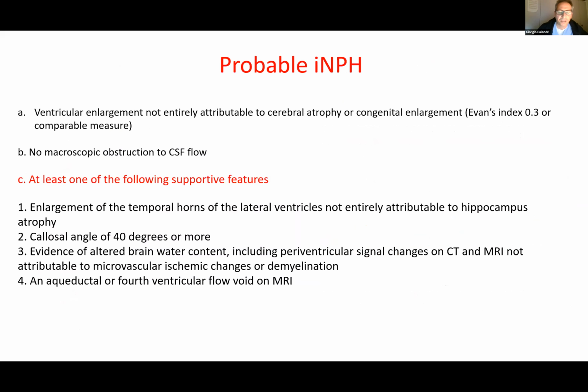The diagnosis of a probable IMPH requires a ventricular enlargement not entirely attributable to cerebral atrophy, no macroscopic obstruction to CSF flow, and at least one of the following supportive features: the enlargement of the temporal horns of the lateral ventricles, a callosal angle of 40 degrees or more, the evidence of altered brain water content, and an aqueductal or periventricular flow void on MRI.